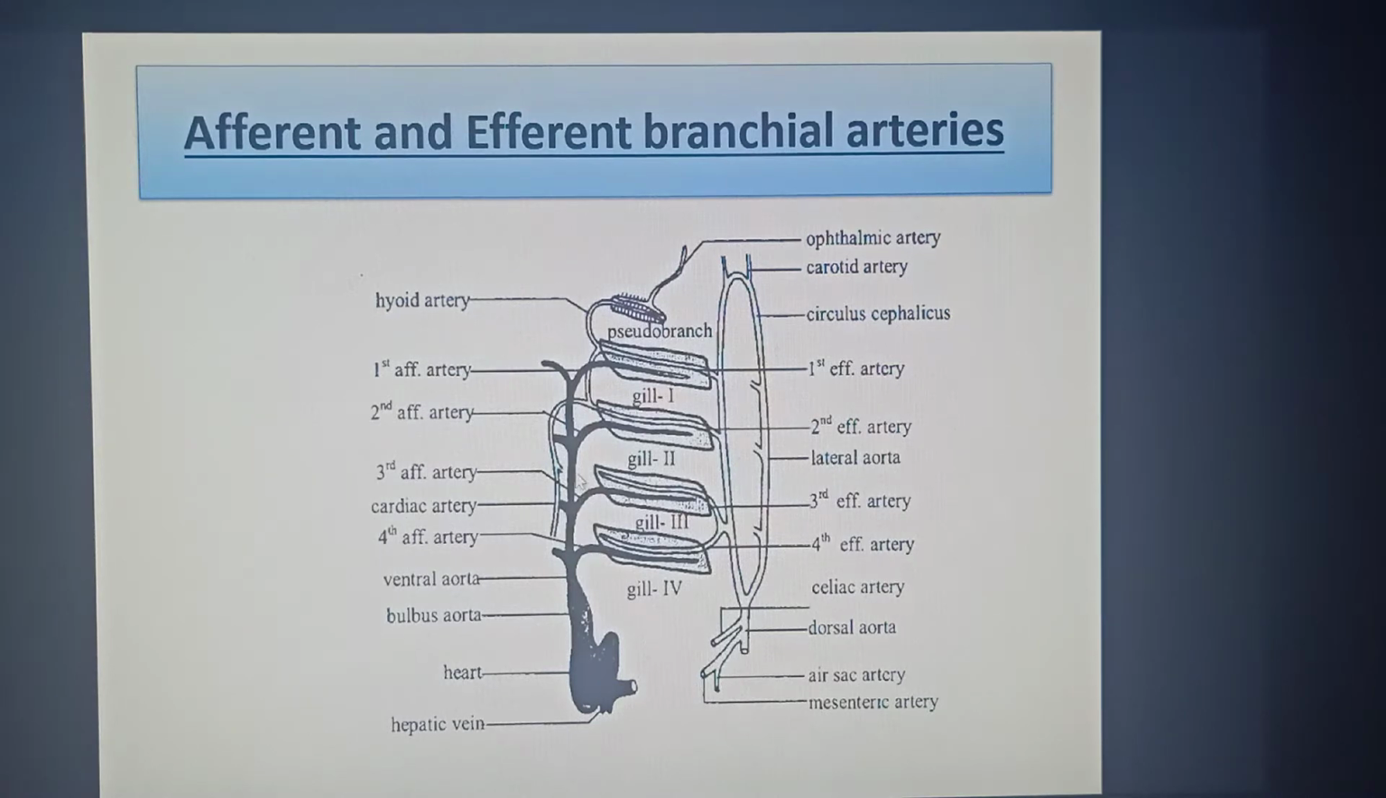This is the figure of afferent and efferent bronchial arteries. This is the afferent bronchial arteries, and this is the efferent bronchial arteries. Afferent bronchial arteries carry the deoxygenated blood from the heart to the gills, and efferent bronchial arteries carry oxygenated blood from the gills to the different parts of the body.